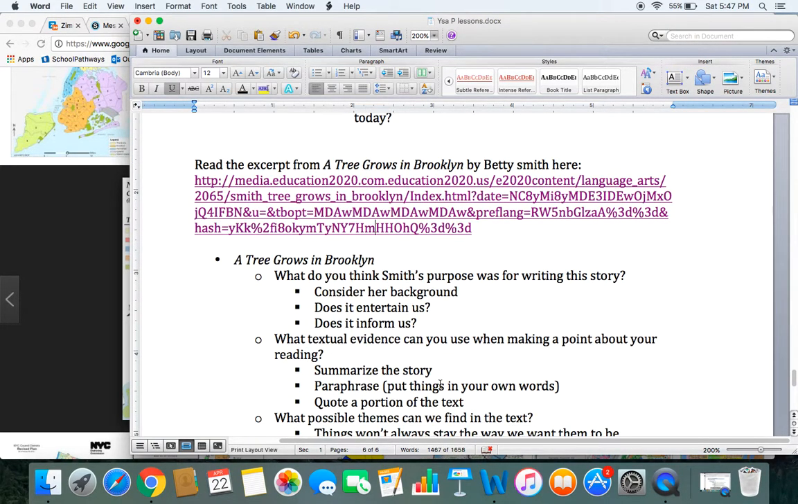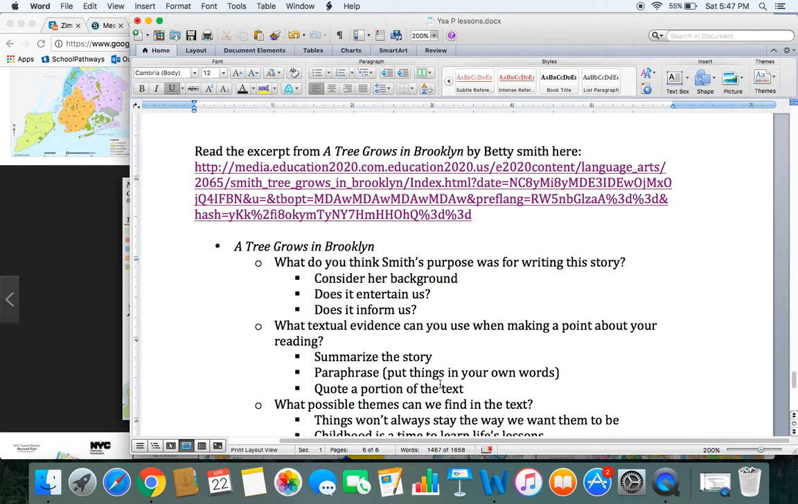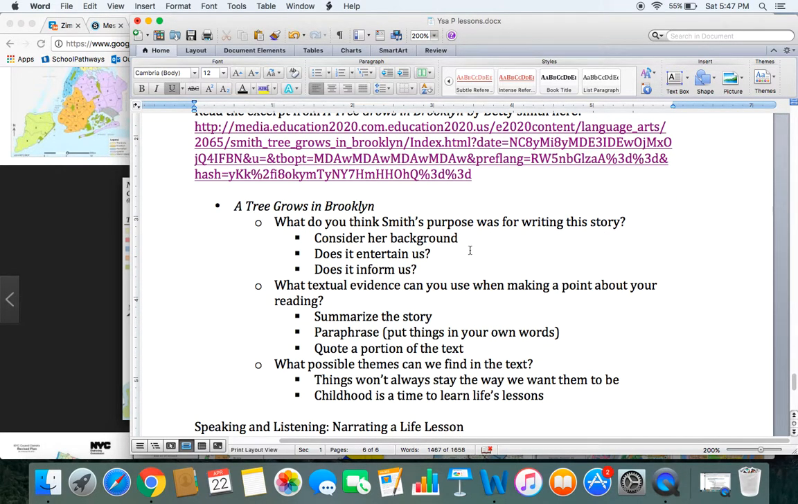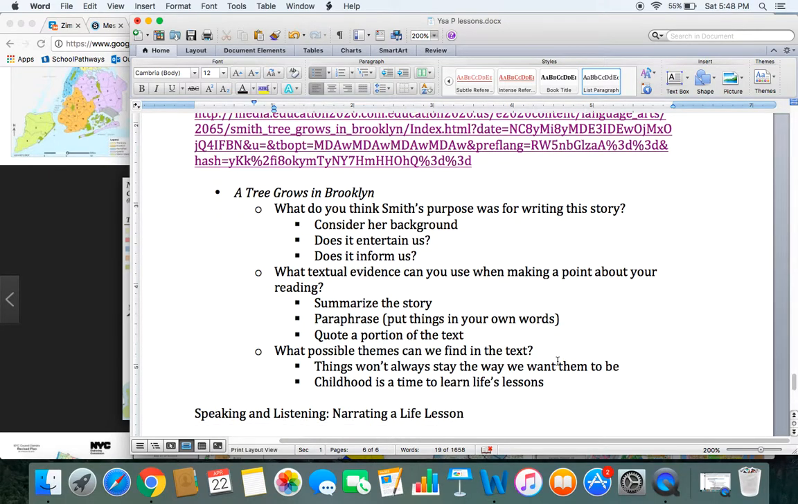But as you're reading, I want you to think about a couple of things. What do you think Smith's purpose is for writing this story? What textual evidence can you use when you're making a point about your reading? Now, you're not going to have to write about this, but if you were, you could summarize, you could paraphrase, or you could quote a portion of the text. Those are all good ways to take evidence from the text and make a point about it.